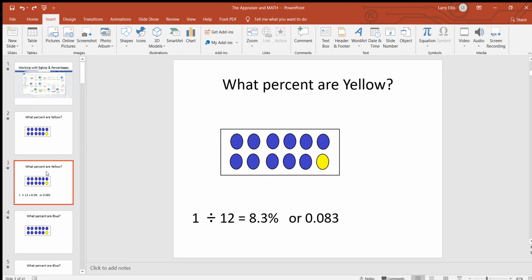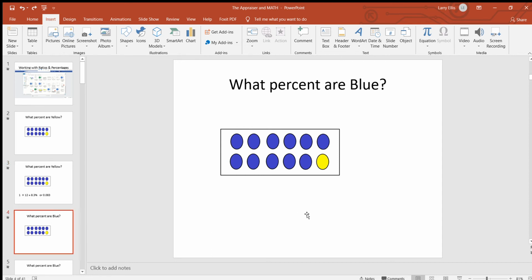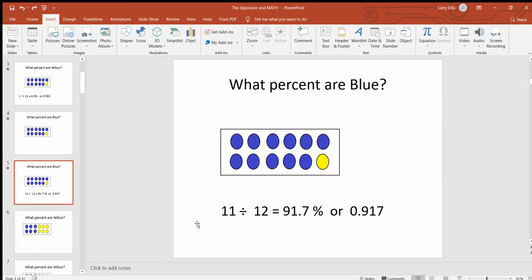So solving for this problem. We've just seen you take the part and divide it by the whole population, 1 divided by 12. Now let's look at the numbers that are blue. Here we have 11 blue, total population again 12, so we take the part, the 11, divided by the whole population of 12. And in doing that, we're going to get this number. 11 divided by 12 equals 91.7%, or 0.917.